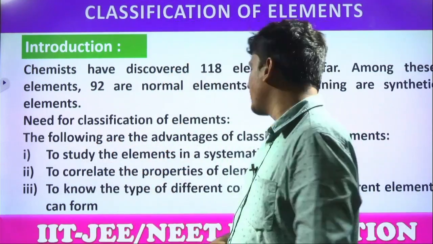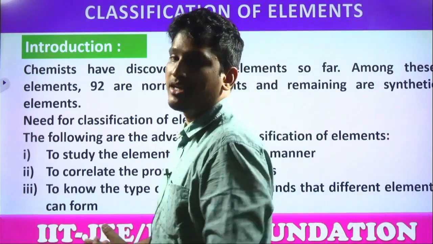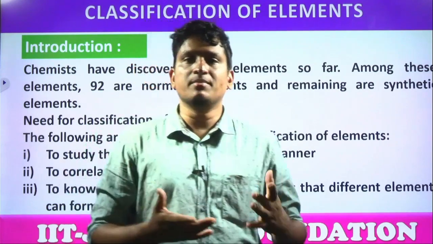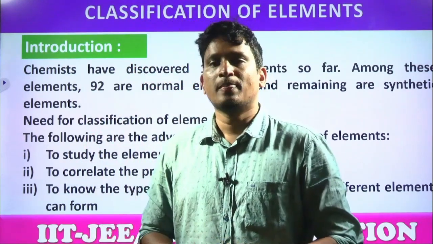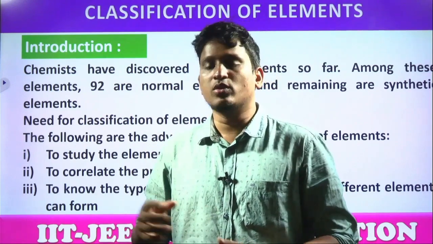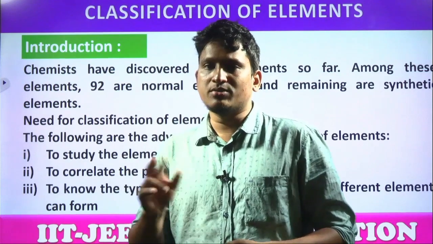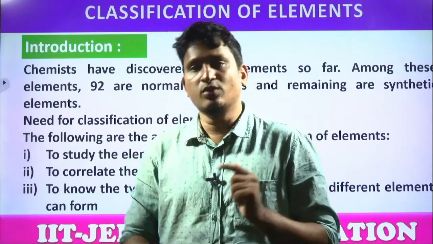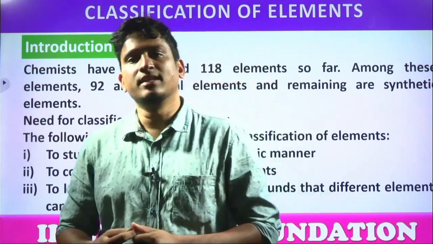To know the type of different compounds that different elements can form, right? Ultimately it is chemical reactivity, how these elements can combine. How hydrogen combines with oxygen, what is the formula? H2O. If sodium combines with oxygen, Na2O. If potassium combines with oxygen, K2O. There is some relation, right? 2:1, 2:1, 2:1 ratio. Why? To understand that relation, we need to classify these elements.